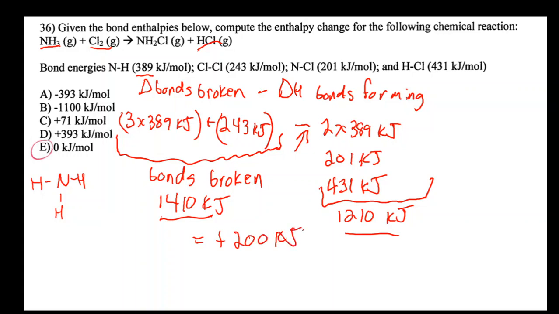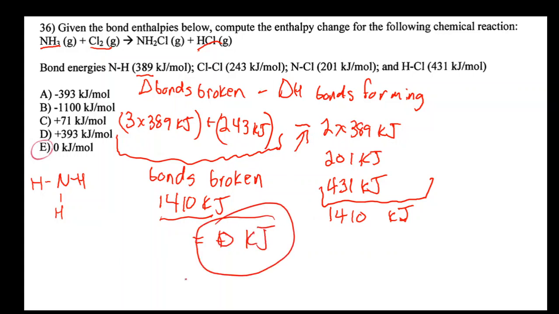Just a second, I think I calculated it wrong. I should have put 1,401, which would make sense with the 1,410 kilojoules. Yeah, so those will be negative, so then those cancel each other out, and your net difference would be 0 kilojoules, which would give you your answer of E. Perfect.